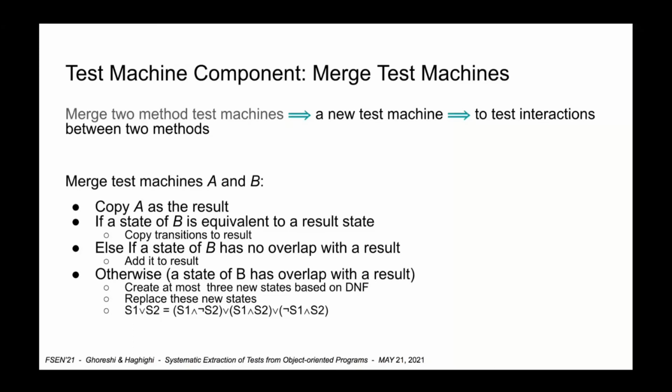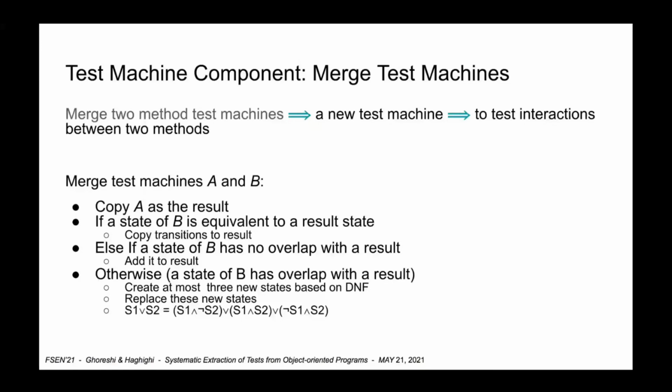the states of the result, we ignore this state and copy its transition to the equivalent state in the result. If the candidate state does not have any overlap with the result states, we add the candidate state with its related transitions to the result. If the candidate state has overlap with some result state, at most 3 new states are formed based on the notion of disjunctive normal form and replace the candidate state and the overlapped state in the result.